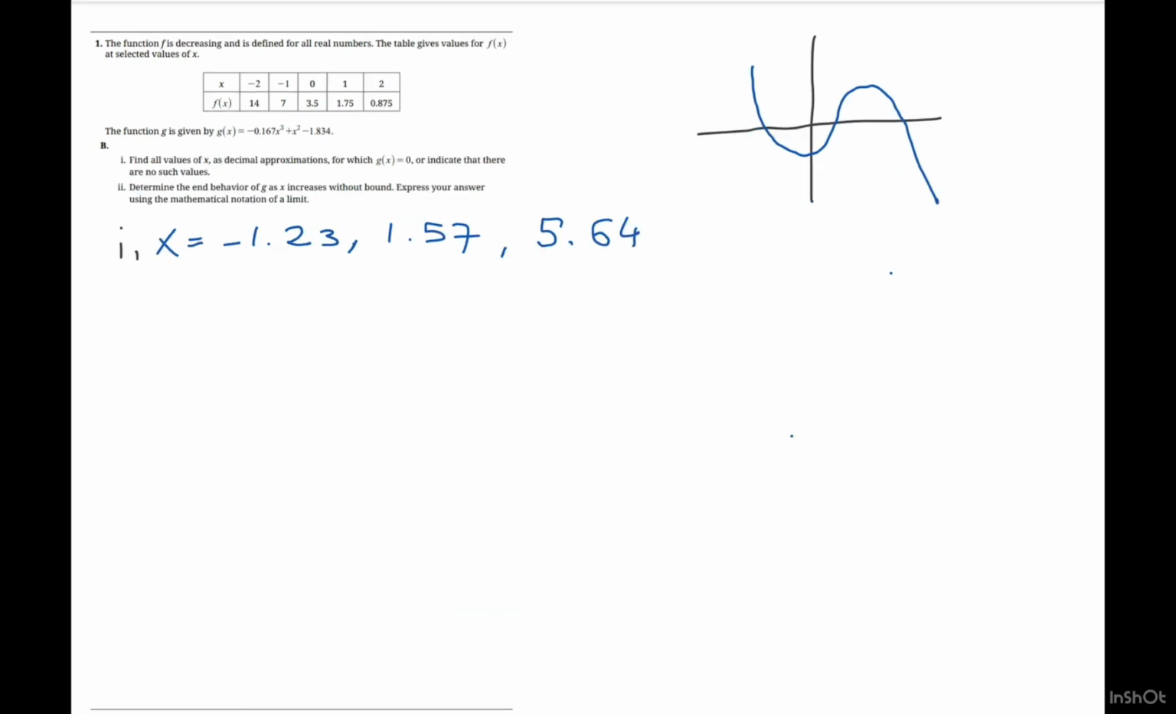Okay, part B. Find all values of x as decimal approximations for which g of x is 0 or indicate that there are no such values. So over here, they are asking you to find the zeros of the function g of x, which is quite simple. You could take your graphing calculator, graph the function g of x, and get your zeros. But I'll teach you how you are supposed to solve a general case. Because when you're finding the zeros, you could take the calculate zero function, and that will give you the zeros which are right here. I've given the values here if you want to refer to them.